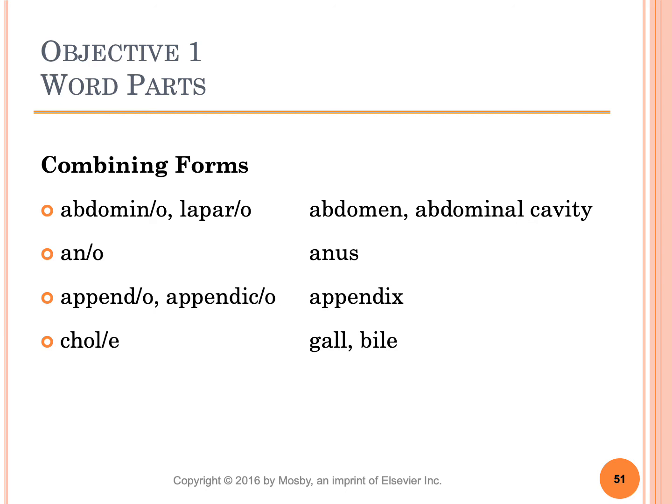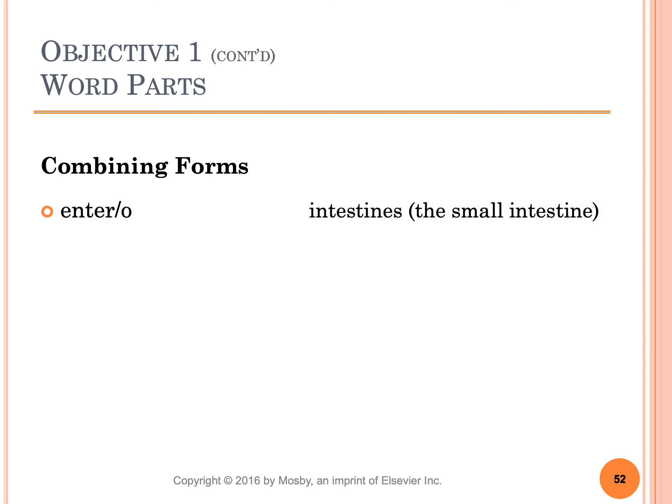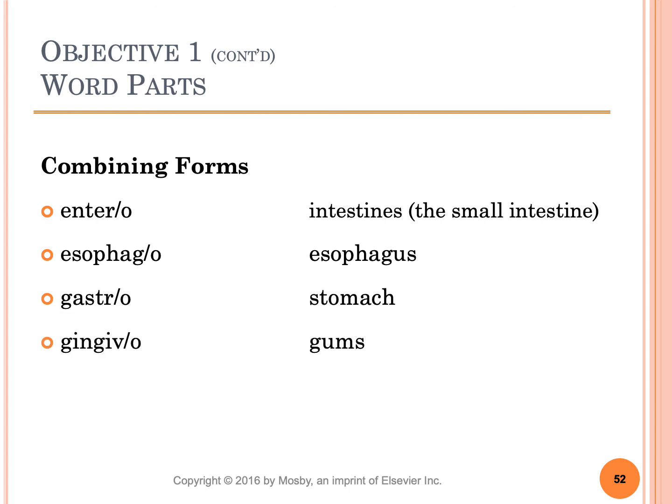The gallbladder, the word part for that is chole, C-H-O-L-E, chole. And the word part for colon is colo or colano. And the word part for duodenum is duodeno. Other combining forms. Intero refers to the intestine, and a lot of times we'll use it to refer specifically to the small intestine. Esophago is the word part for esophagus. Gastro is the word part for stomach. And gingivo is the word part for gums.